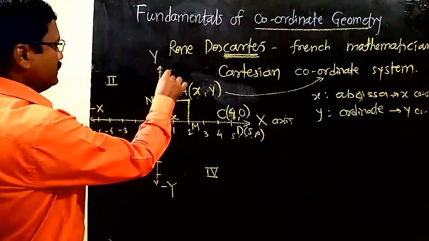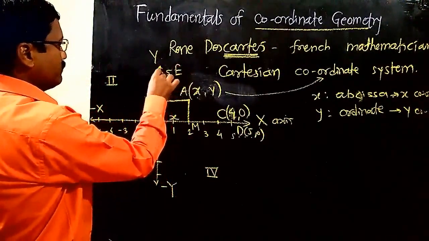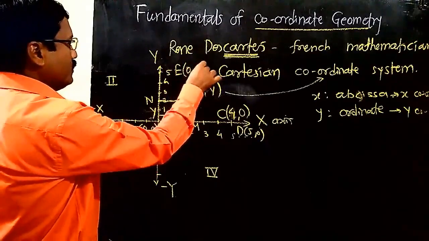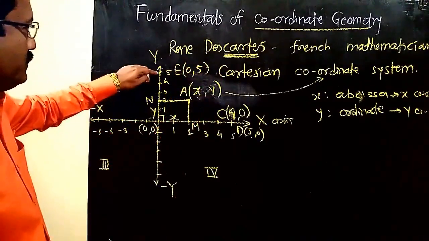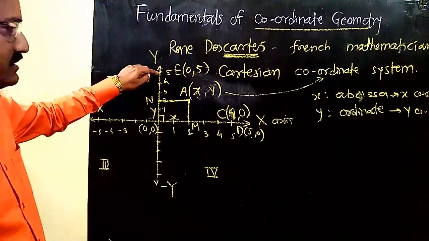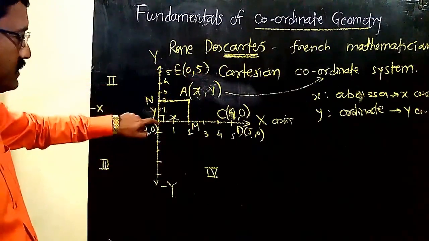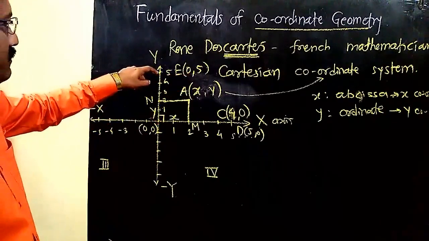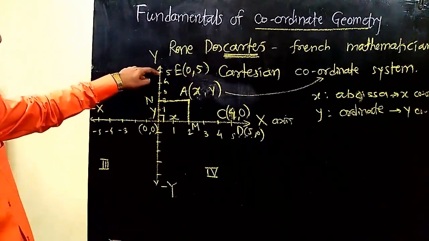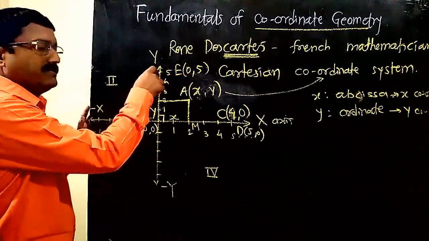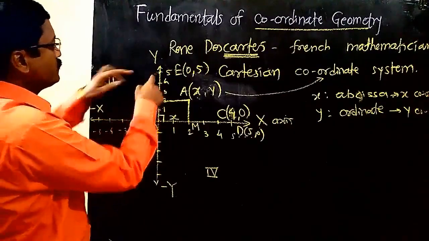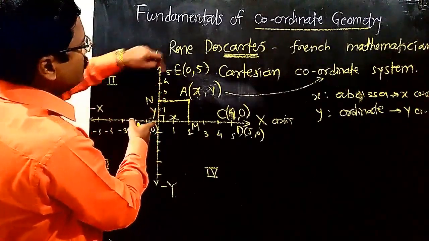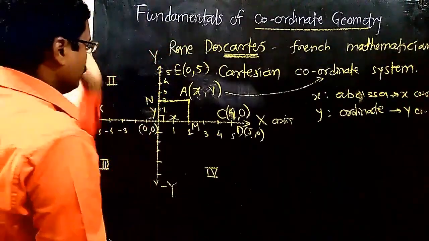If a point is here, suppose point P is this, then its coordinates are (0, 5), because if you draw a perpendicular from this point on the x-axis, then its distance from the origin will be 0, and the perpendicular drawn from this point on the y-axis, its foot will be at the same point, so its distance from the origin will be 5, so the y coordinate will be 5.